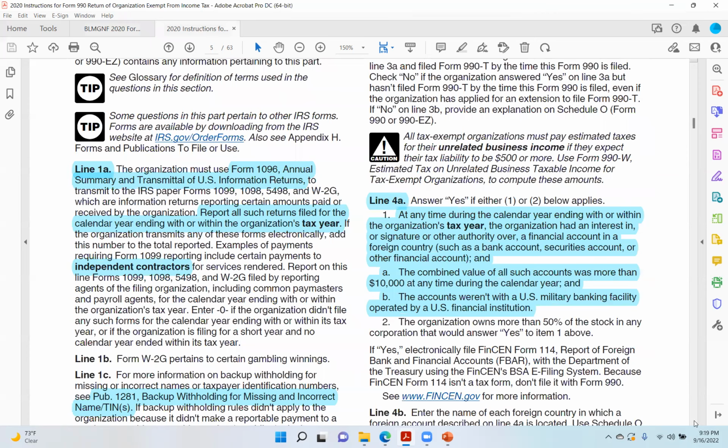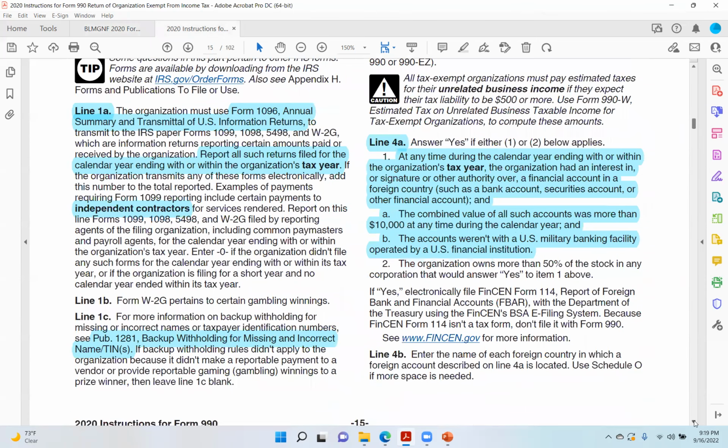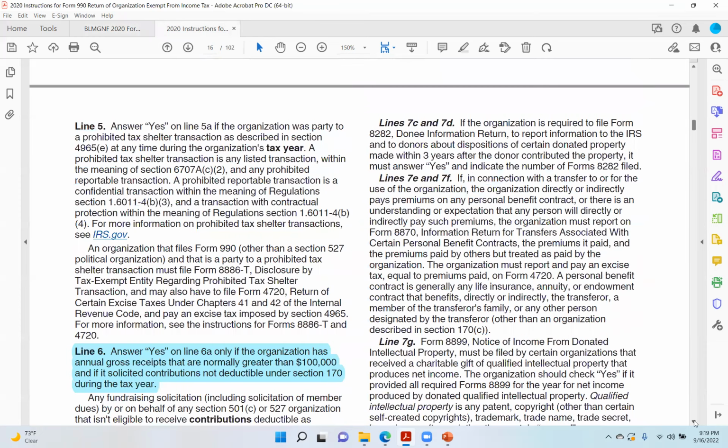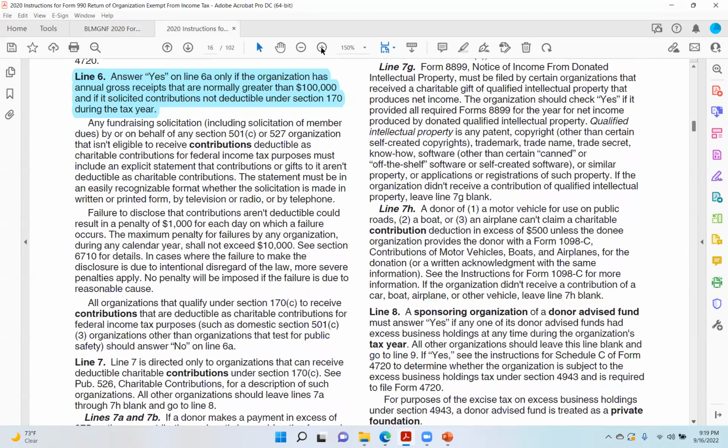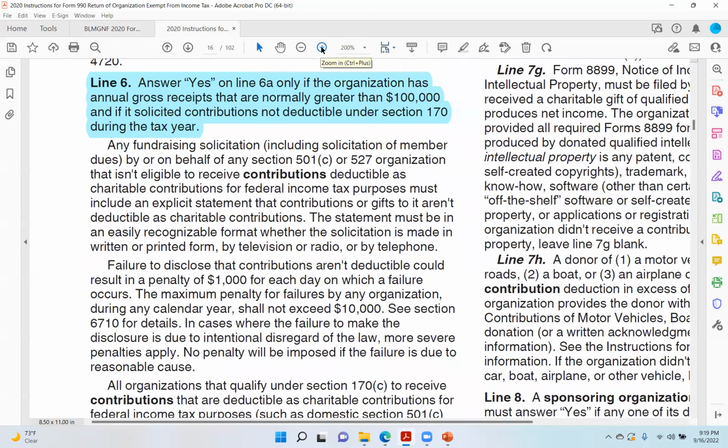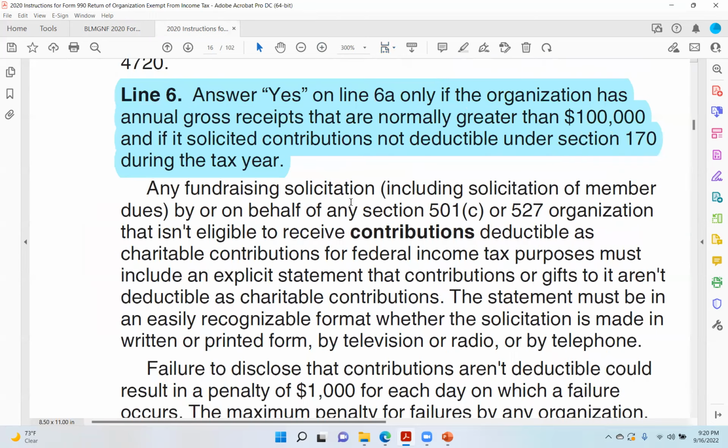So line 6A. If you're ever confused or you need some additional assistance, always have your instructions pulled up so you can reference them. So I'm on line 6A under part 5. Make it a little bit bigger so we can read it. Line 6. Answer yes on line 6A only if the organization has annual gross receipts that are normally greater than $100,000 and if it solicited contributions not deductible under Section 170 during the tax year.